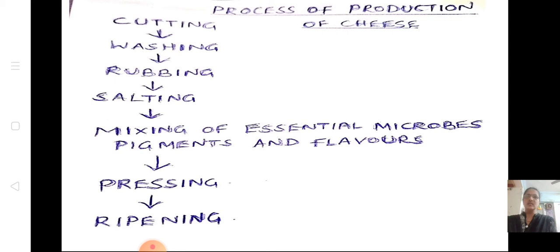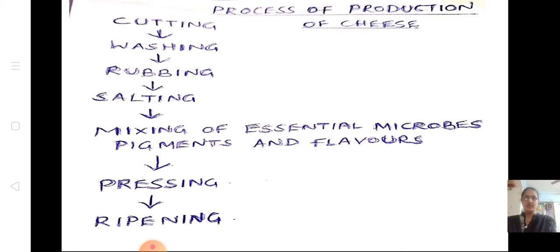If you want, this full process is available on the internet or Google. You can just search it out. There is a flow chart given. You can see the process of cheese production on Google.